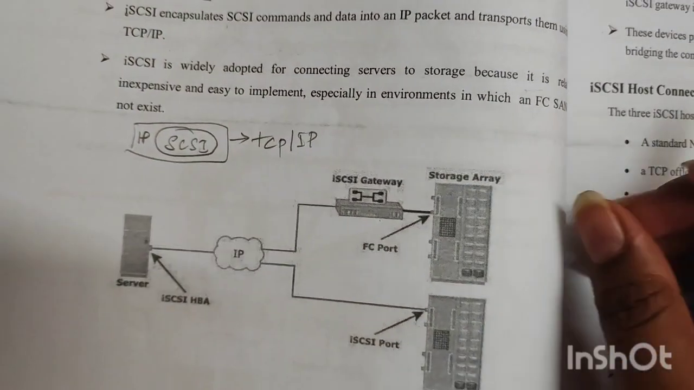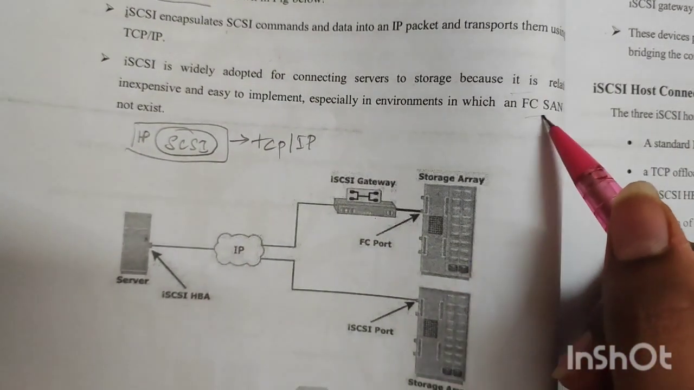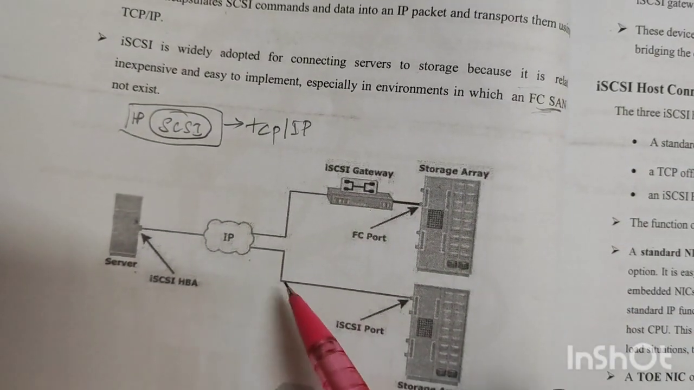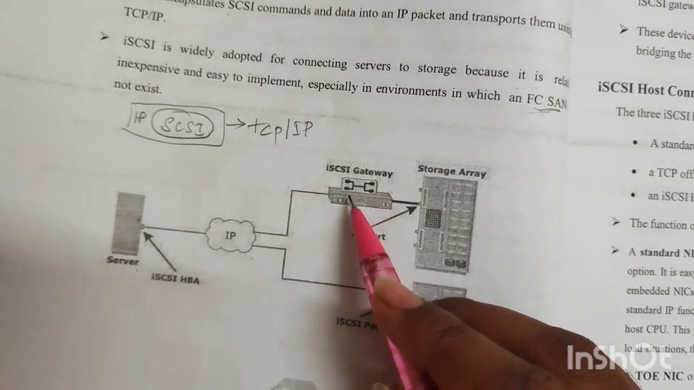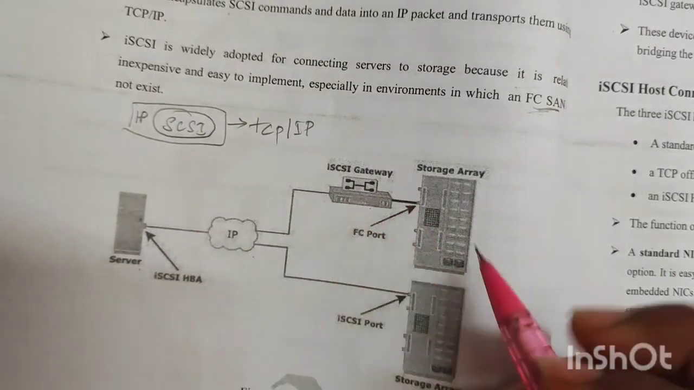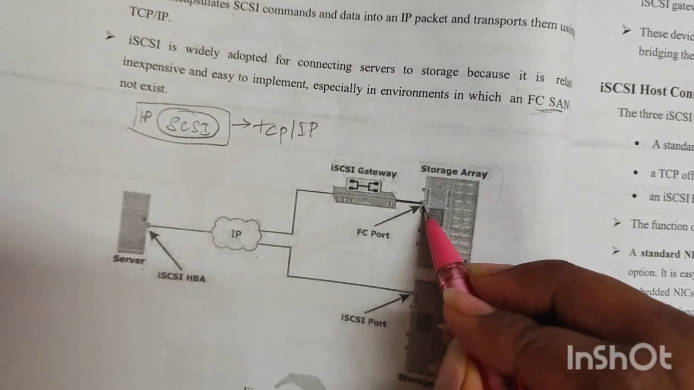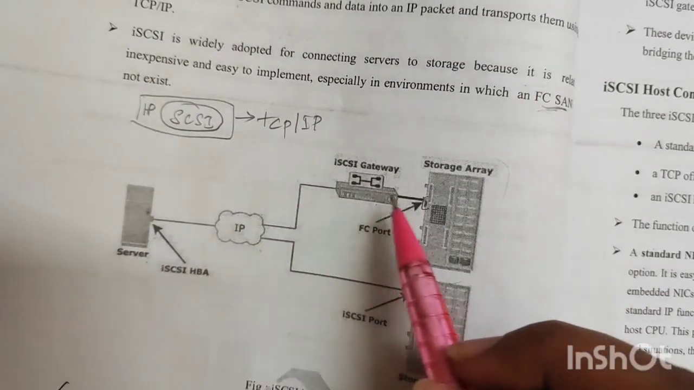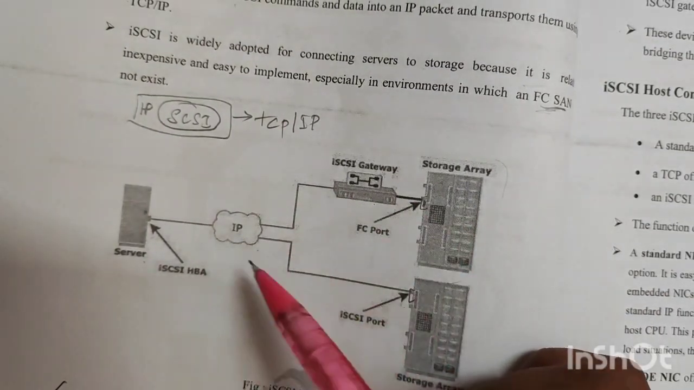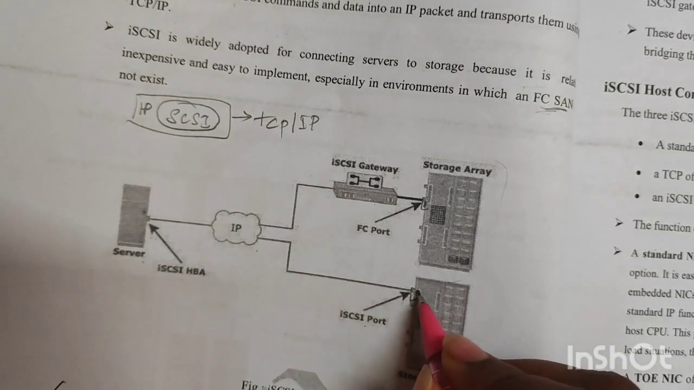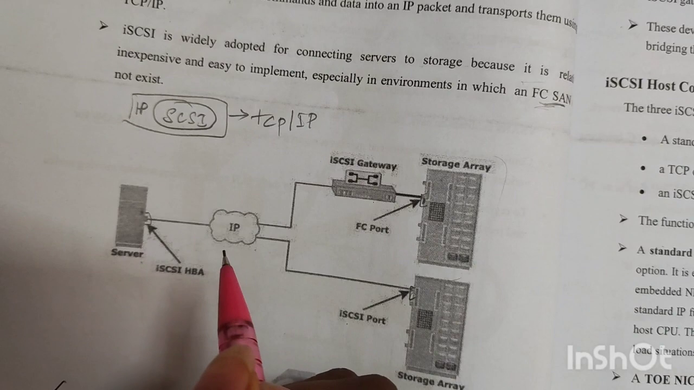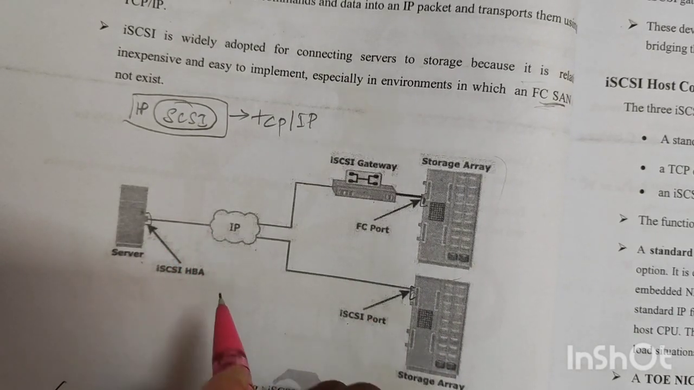This is usually used in places where an FC SAN does not exist. You have a storage, you have an IP address. What you have here is an iSCSI gateway, and then you have a storage array. You have an FC port. If you have your FC port, then it will go through your gateway and then to the storage array. Otherwise, you send it to your iSCSI port for the same storage array. Okay, so what happens here is you have another connection, that is your iSCSI HBA.